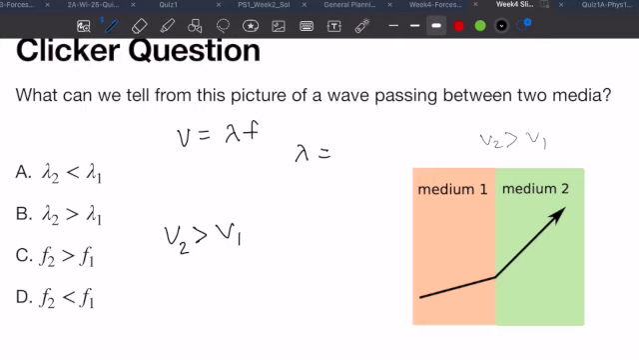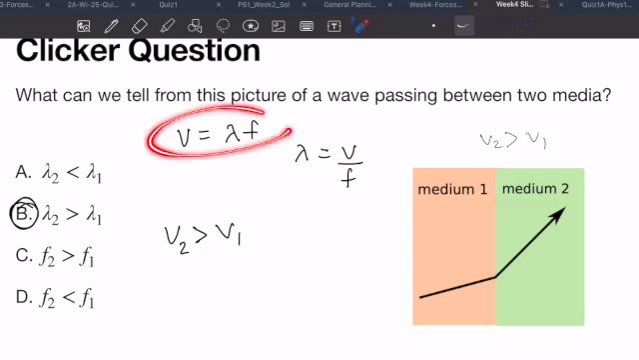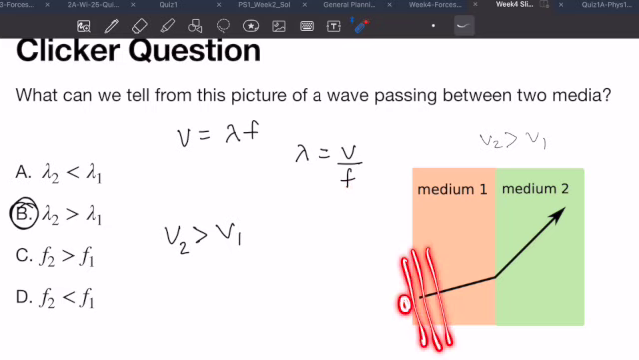So lambda is equal to v divided by f. And we know f is set by the source, and the source isn't changing. So lambda and v have a direct relationship, meaning if v2 is bigger, then lambda 2 must also be bigger according to our wave equation, because frequency is staying fixed. You have some kind of source here that's outputting these waves, and the waves from that source are being transmitted in medium 2. So the frequency is staying fixed, and the wave velocity and the wavelength have a direct correlation.